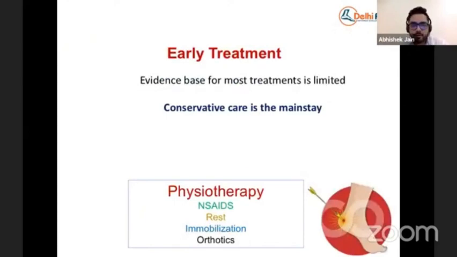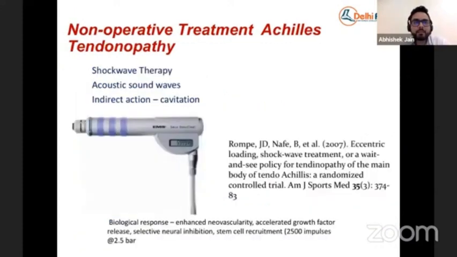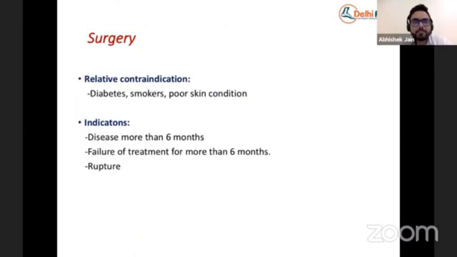Now treatment. Conservative care is the mainstay, and believe me, most of the patients get well with conservative care. Physiotherapy, non-steroidal anti-inflammatory drugs, rest, immobilization, and orthotics are the main points here. In non-operative treatment, eccentric strengthening, cryotherapy, pulsed ultrasonic therapy, dexamethasone-labeled iontophoresis, orthotics, and brisement are the mainstay. Also, shockwave therapy is used at various centers.